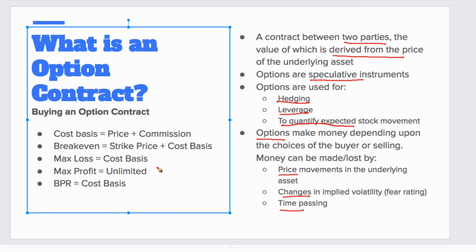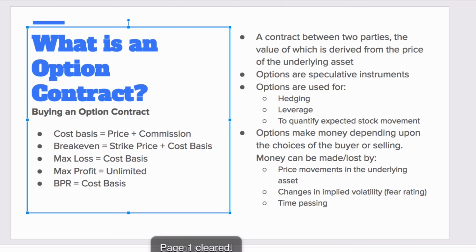Now, when it comes to things like cost basis, it depends on whether you're buying or selling an option contract. So if you're buying a contract, it's very much like stock. It's price plus commission. Your max loss is your cost basis. Your max profit is unlimited. And your buying power reduction is your cost basis. This one, the break even, it's the strike price plus the cost basis. Just kind of skip that one for now. We'll come back a little bit later and we'll show you exactly what that means.